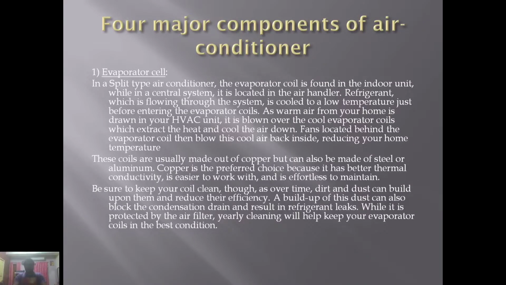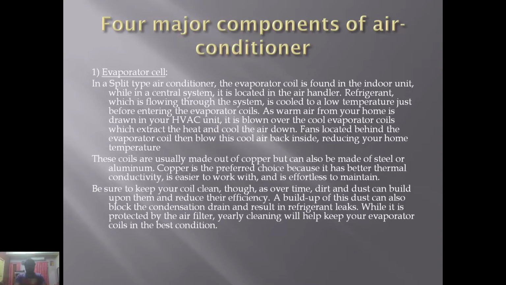Hello, my name is Mashur Islam Adib, and today I want to discuss with you the four major components or parts of an air conditioner. The first one I am going to talk about is the evaporator coil. Since there are many kinds of air conditioner, today I want to discuss the split type air conditioner evaporator coil. The evaporator coil is found in the outdoor unit, while in a central system it is located in the air handler.